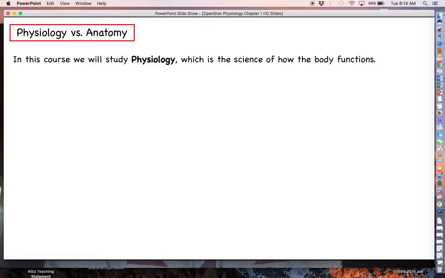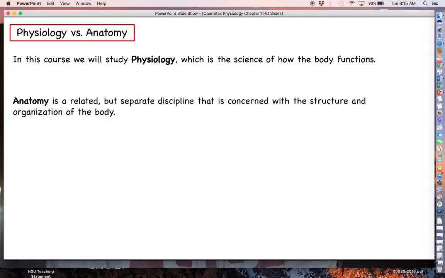As I said, in this class we are studying physiology. Physiology refers to the science or discipline of understanding how a body functions. Now, anatomy, which at this point most of you have probably already had, and it's not a problem if you have not. It's not going to disqualify you from doing well in this class.